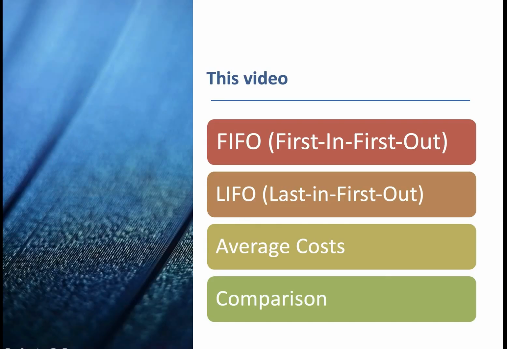In this video, we are going to talk about the costing assumptions. We are going to talk about first in, first out, or FIFO, last in, first out, or LIFO, and average cost. These are all different costing assumptions that companies might use to determine the cost of goods sold. Let's get started.